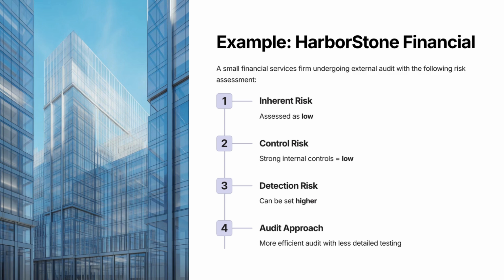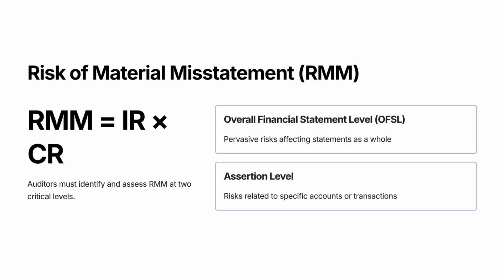The external auditor of Harborstone Financial, a small financial services firm, is completing the risk assessment. Inherent risk is assessed as low. The company has strong internal controls. The auditor plans to rely on those controls, meaning control risk is also low. Since IR is low and CR is low, the auditor can accept a higher detection risk while still maintaining an overall low audit risk. What does this mean in practice? Less detailed substantive testing, the ability to rely more on controls, a more efficient audit. That's the power of the audit risk model in action.